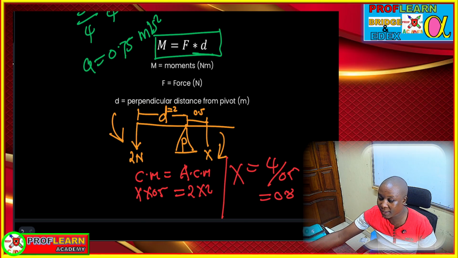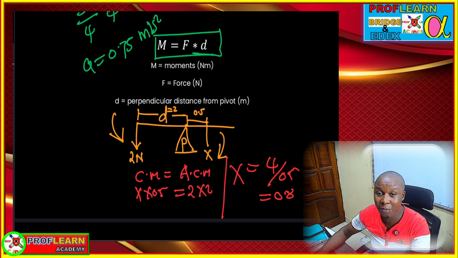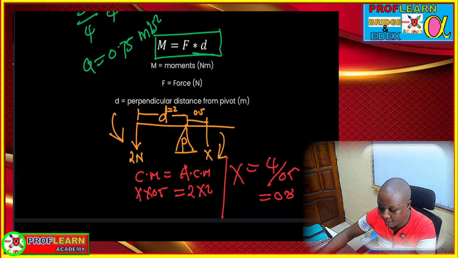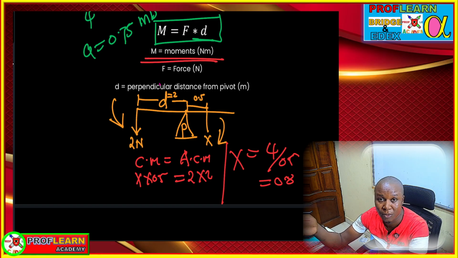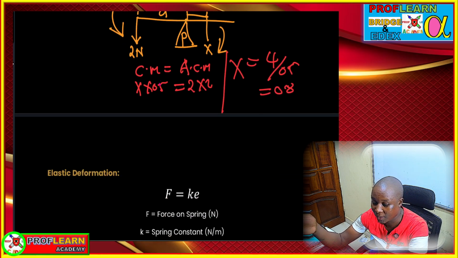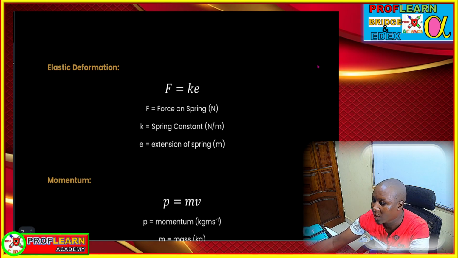So you need to understand how to use these formulas. For me, I'm just mentioning the key words that you need to remember. Moment is equal to that, and also if they ask you to state the principle of moments, we say clockwise moment equals anti-clockwise moment. Another formula you need to understand is Hooke's law, and you can use it to work out the spring constant.